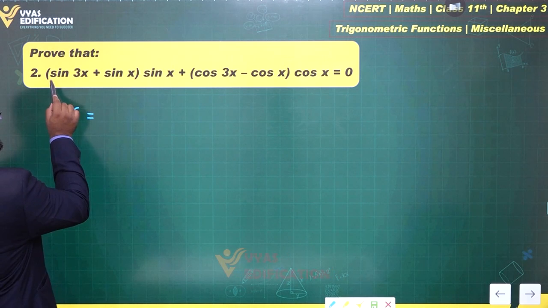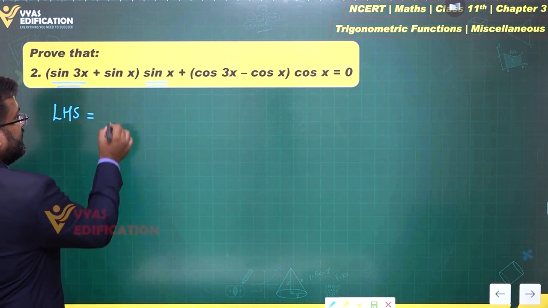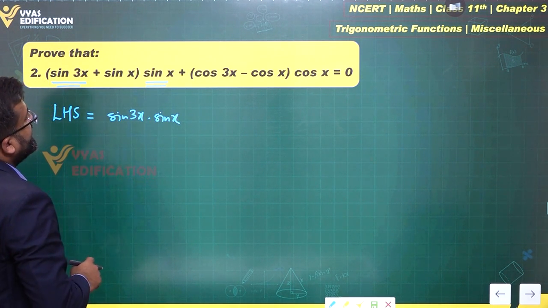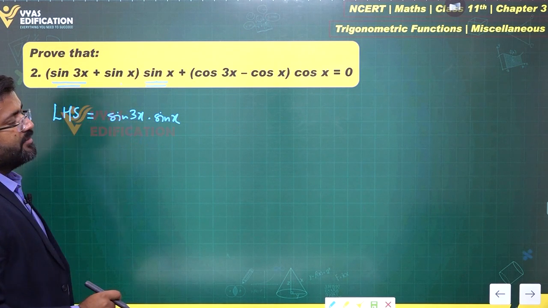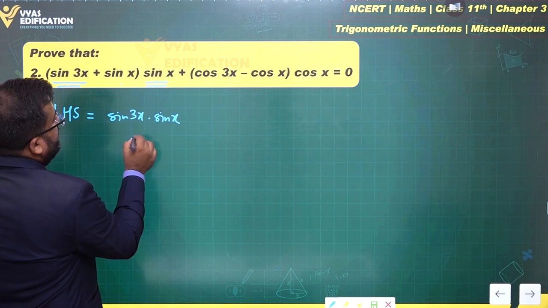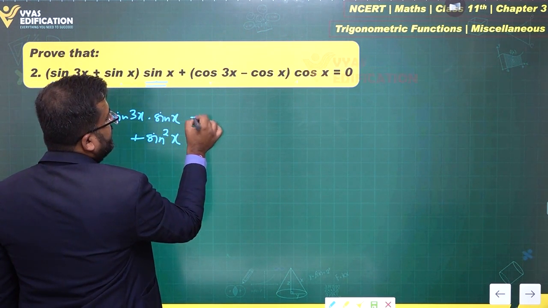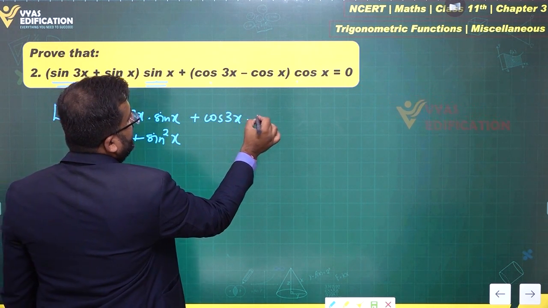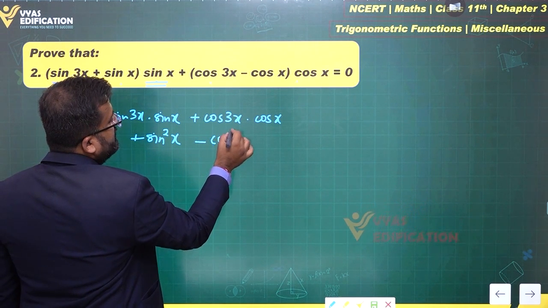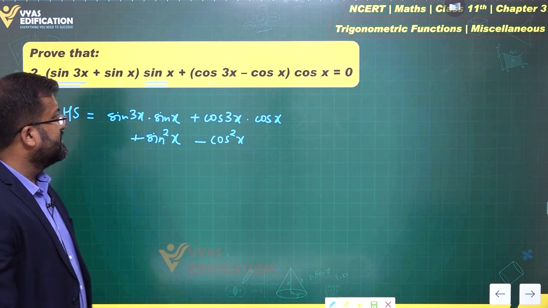How's that? This sin 3x can be multiplied with sin x, right? What you get is sin 3x times sin x. This sin x and sin x can get multiplied together, and what you get is plus sin square x. What about this? Cos 3x and cos x can get multiplied together. This is cos 3x times cos x, and minus cos x will become minus cos square x. Yes or no? This is what you get. Is that okay? Yes, this is pretty simple.